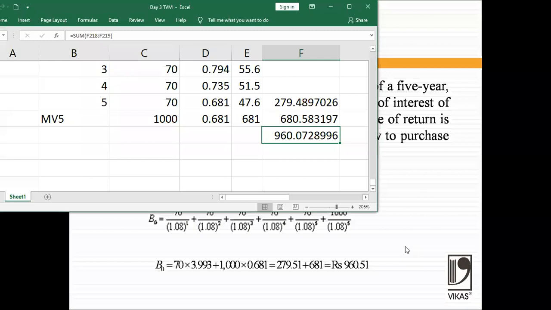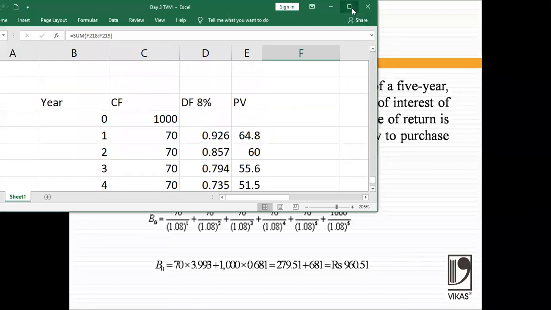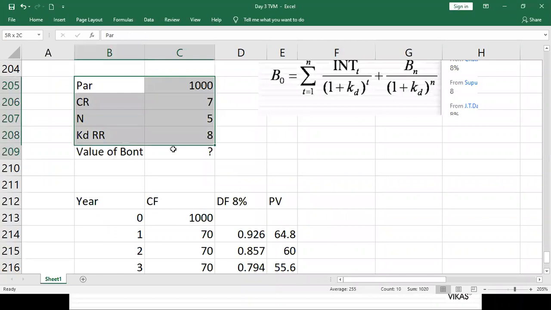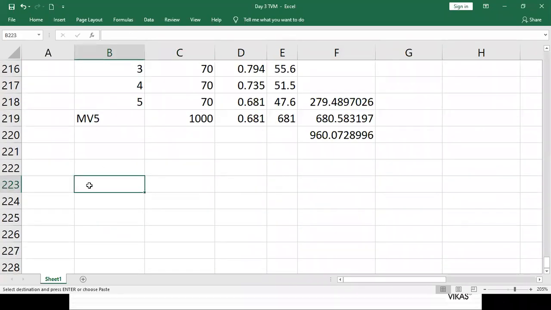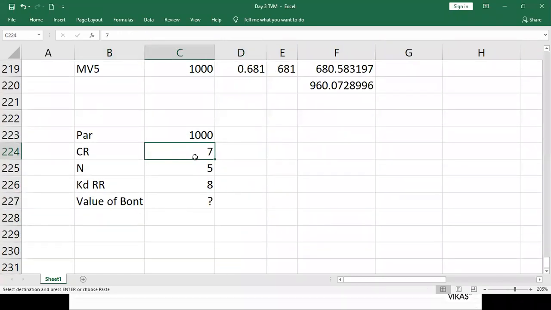Right. I will give you one exercise. Assume the same example, the same information. The coupon rate now is 10%. Coupon rate is now 10%. There are no other changes.